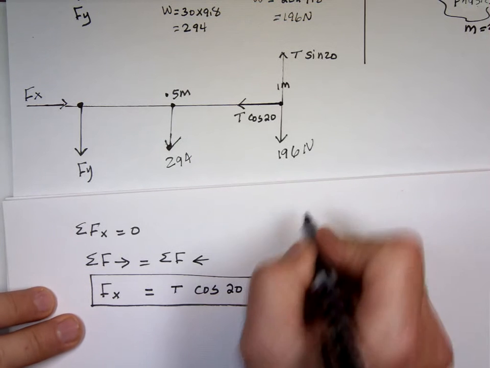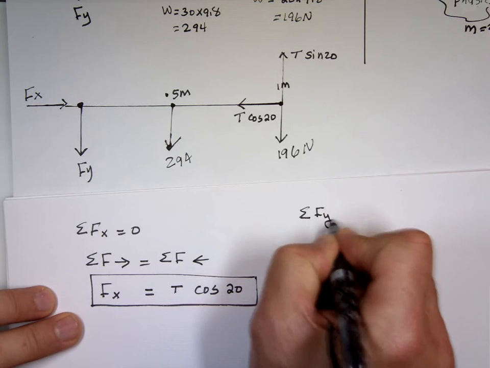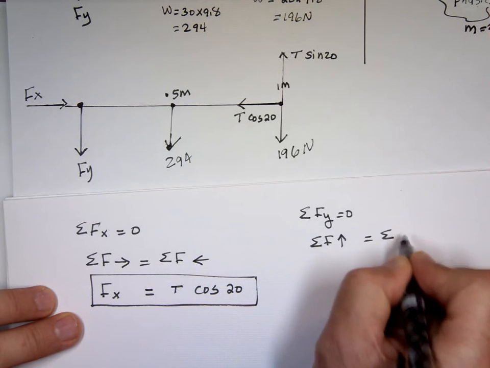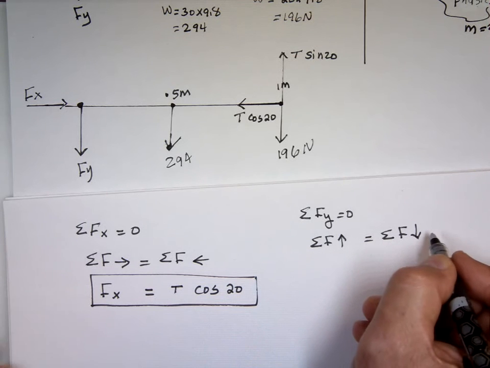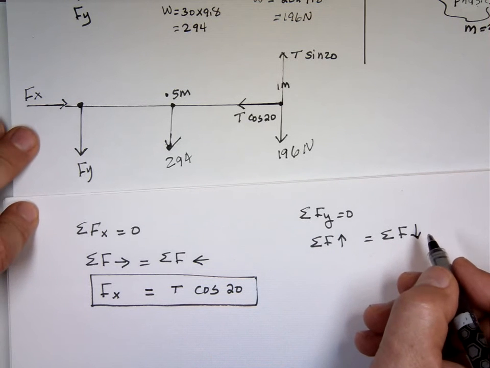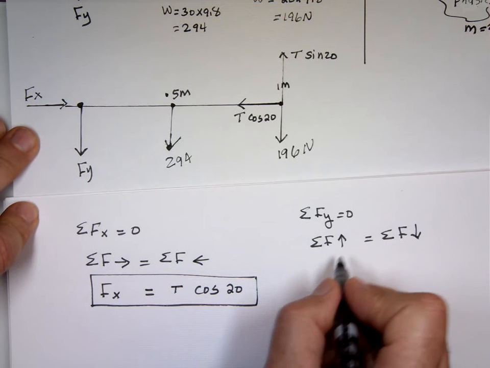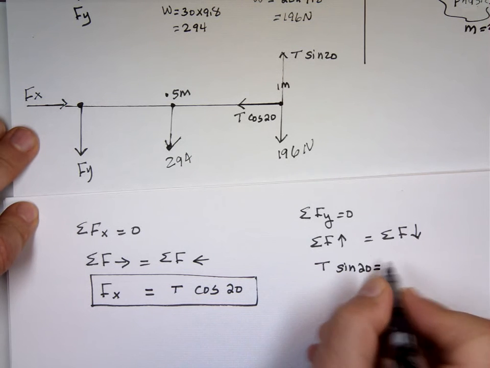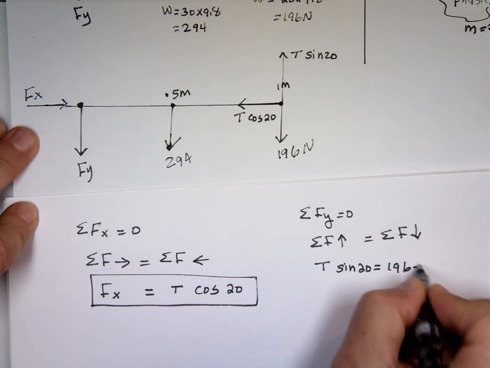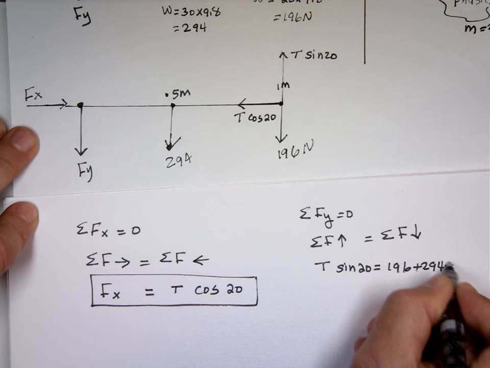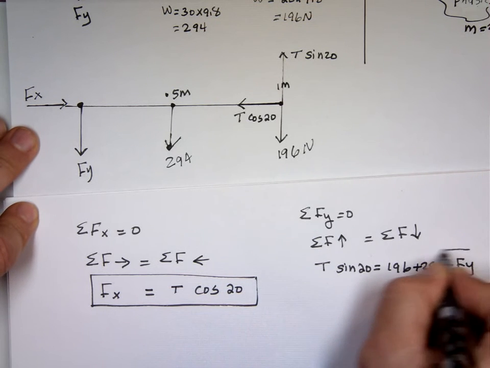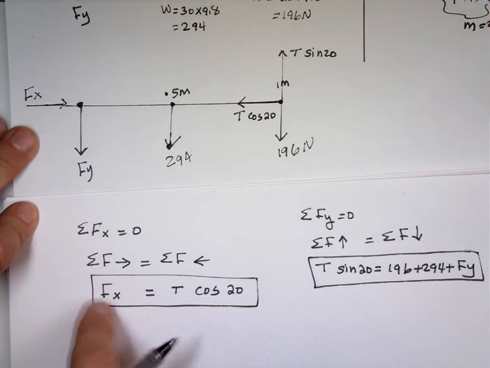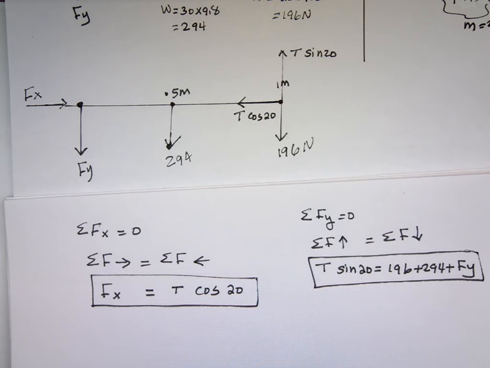Sum of the forces in the y direction, the net force is 0, which means the ones pointing up should equal the ones pointing down. Pointing upward, what do we have? T sine 20. Pointing down is what? 196 plus 294 plus Fy. Now I got two equations by how many unknowns? Three unknowns. I got Fx, T, and Fy. Can't solve it.